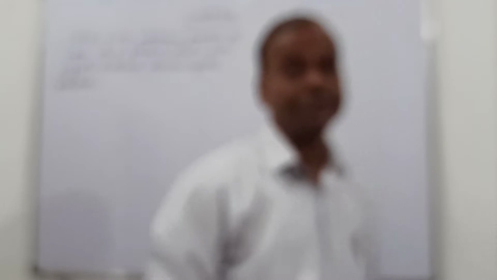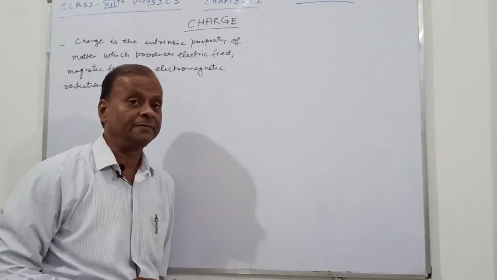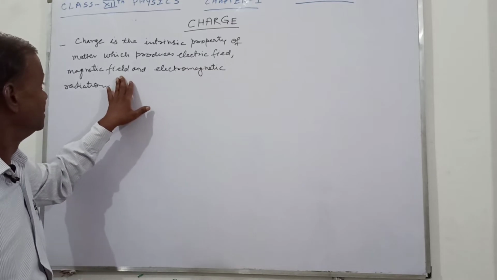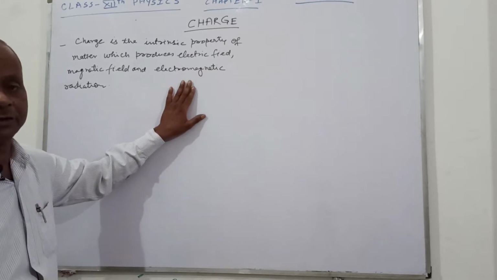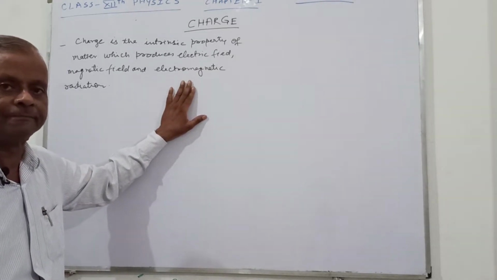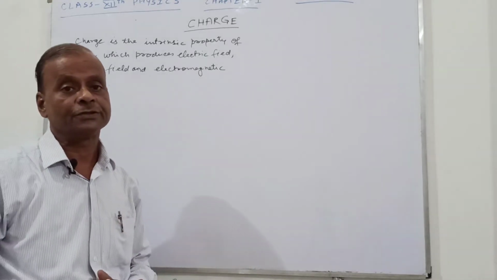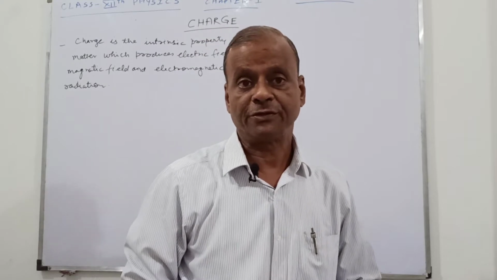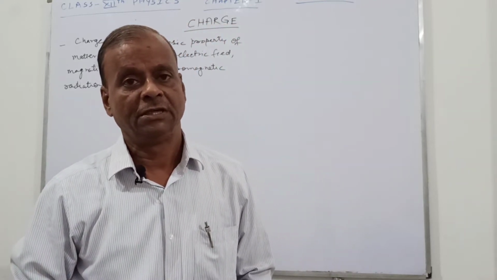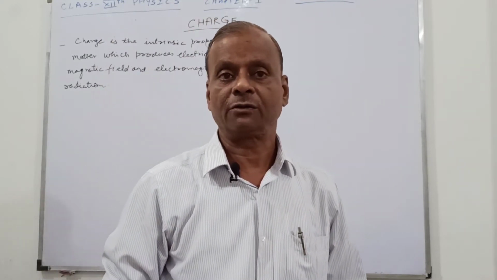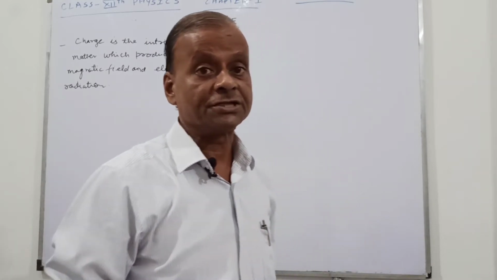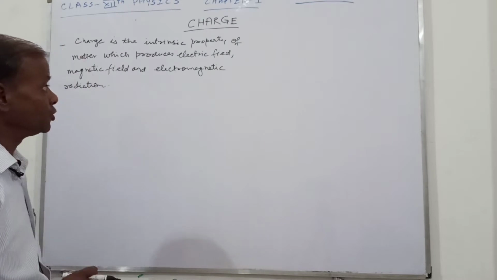So now we have to see what condition must be there so that it produces the electric field, magnetic field and electromagnetic radiation. Intrinsic property because all the matter is composed of the atoms, and you know that atom has the electron and the proton. So the charge carriers are the subatomic particles.